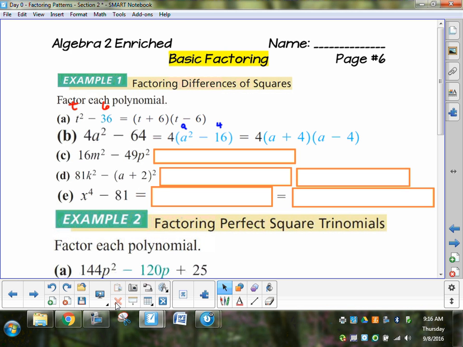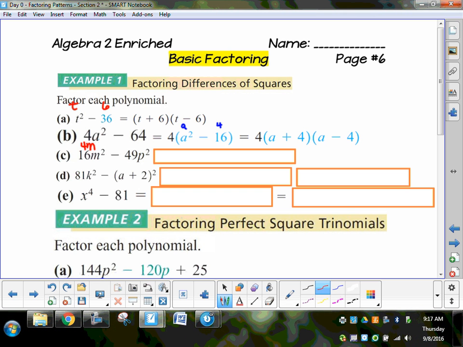Next one up isn't going to be as easy. That's a little bit of a push. Not nearly as much as those last two. No GCF here. The square root of the left is going to be 4m. The square root of the right is 7p. Hands up, please, if you can tell me what C would factor down to be.